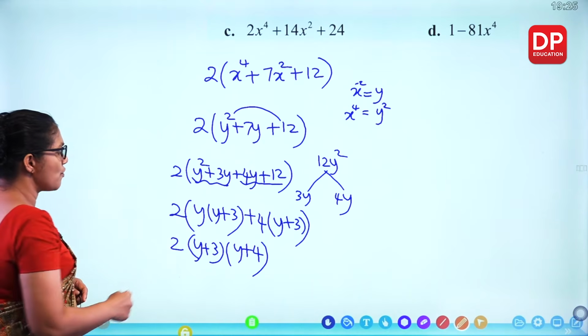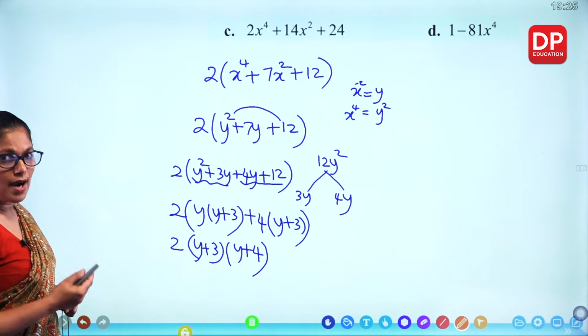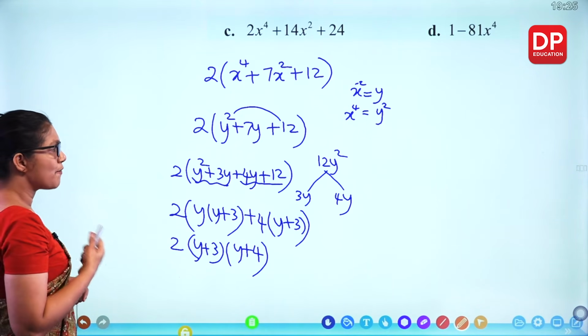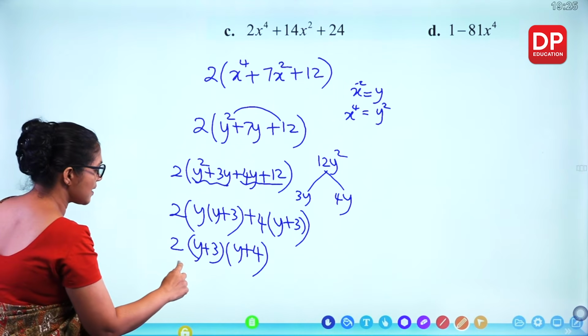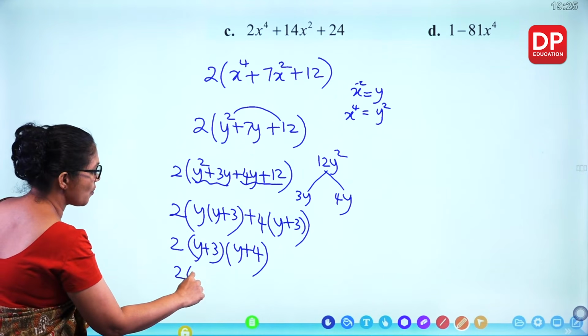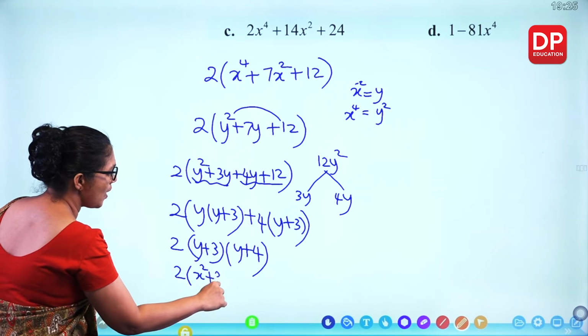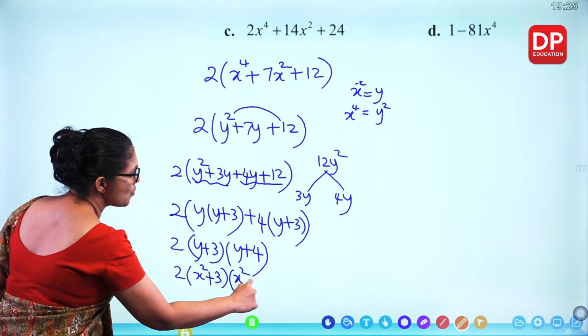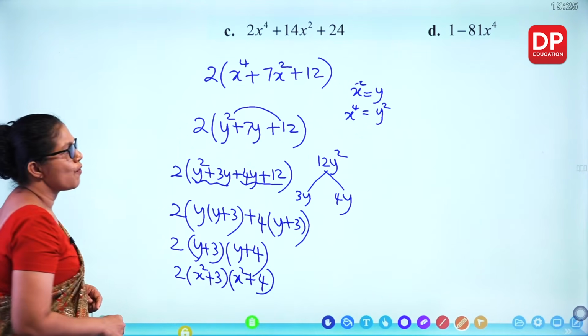So here we have to write 2 here. But you can't keep the answer like this. You have to replace it with x terms. So here y is x squared. We can write x squared plus 3 and x squared plus 4.